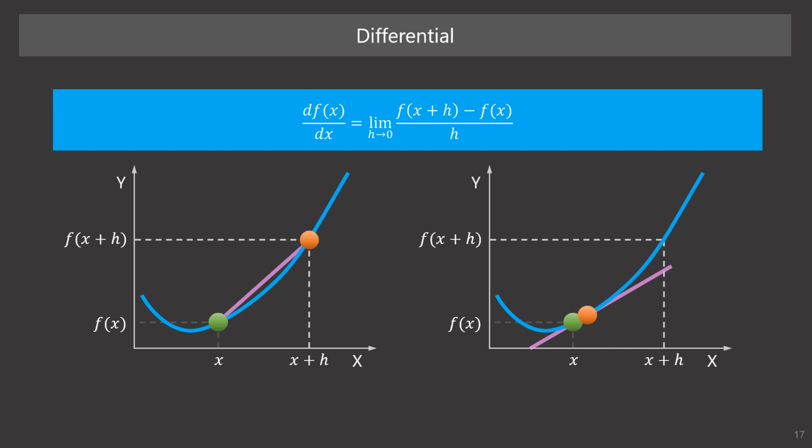Let's go back to the formula. If we plug in x and x plus h values in this formula, and we get a positive value, it means that the gradient of the tangent line is upward. If we get a negative value, it means that the gradient of the tangent line is downward.